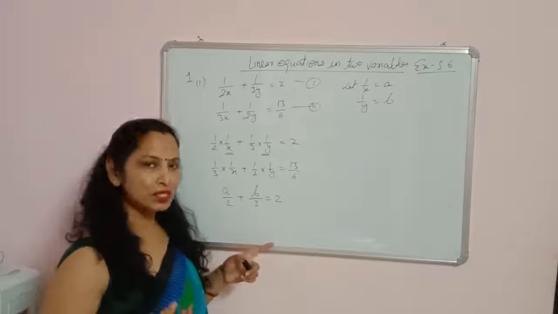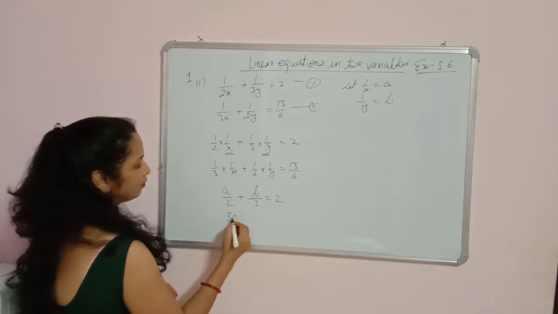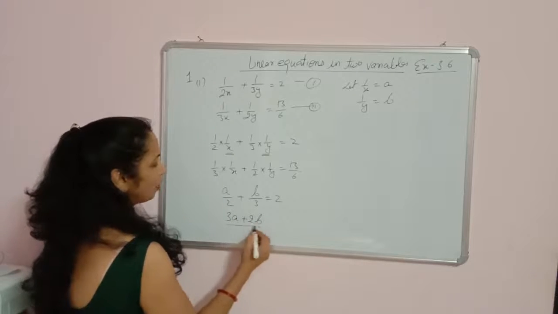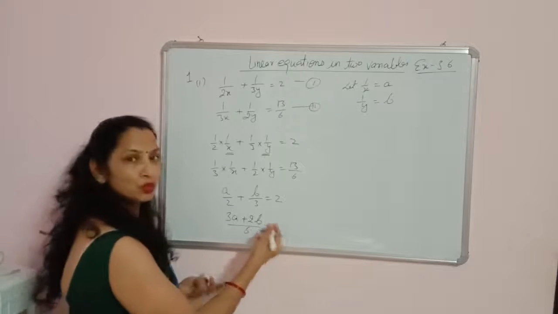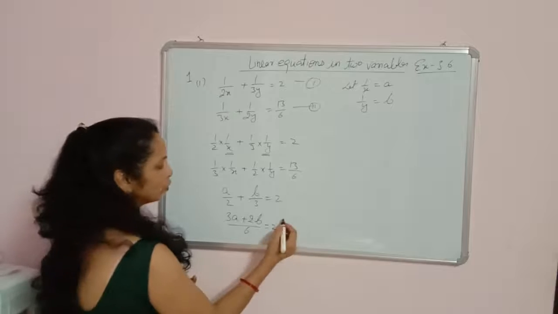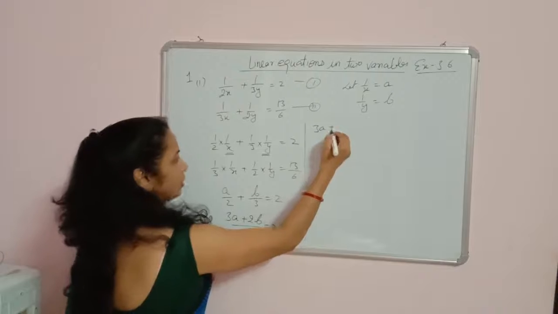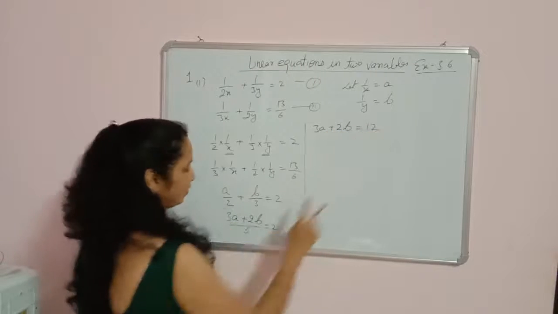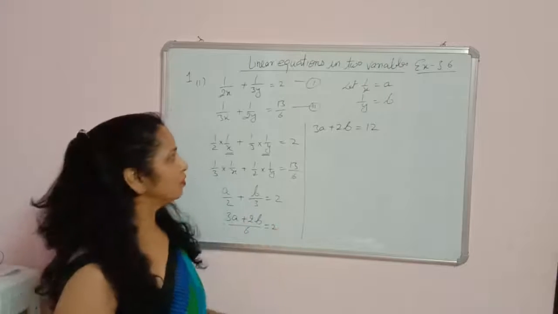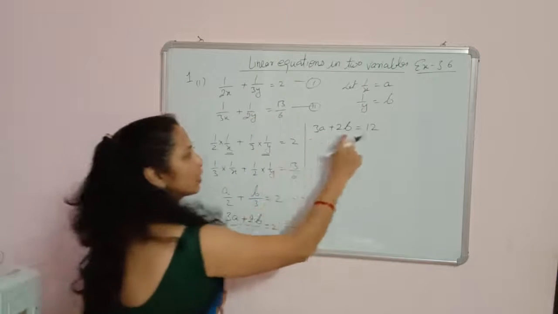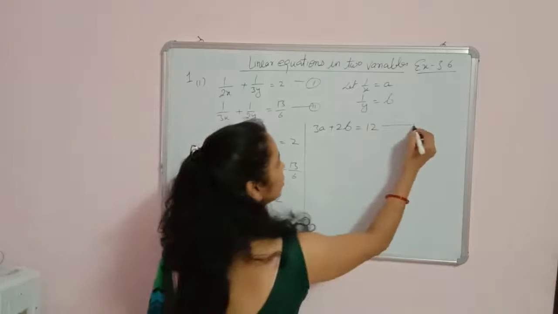And again you can simplify it by taking the LCM. By taking LCM, it will be 3a plus 2b upon 6 equal to 2. And again this denominator can go towards the RHS in multiplication. So this equation will be 3a plus 2b is equal to 12. So now the equation becomes very simple to solve. This is the form, and now this is the first equation, so we can write it as equation third.